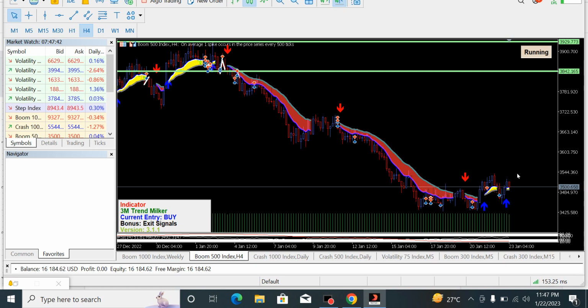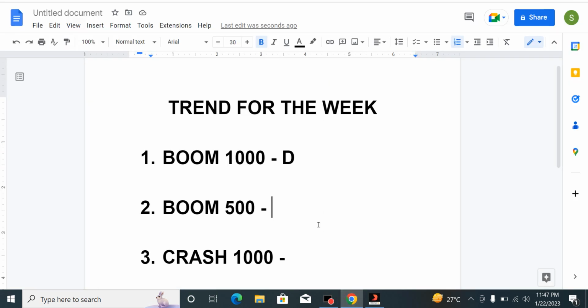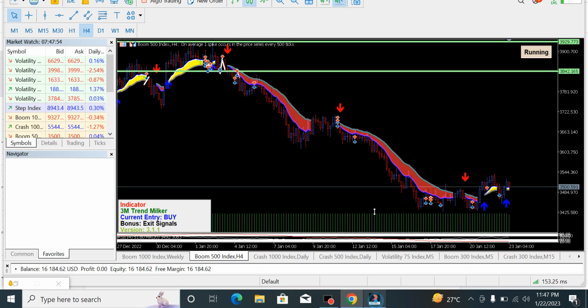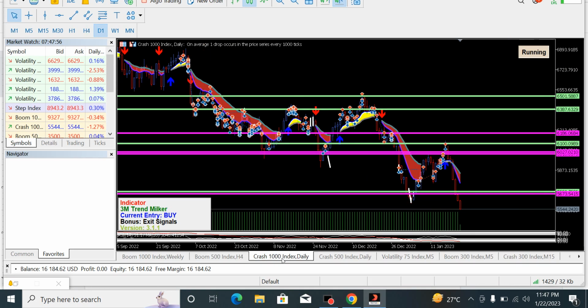Actually, this is ready to go back into an uptrend, so this should be giving us more of an uptrend than a downtrend in this week, most especially once it breaks out above the resistance zone. So let's check out what is happening with Crash 1000. Let's check that out quick. This is Crash 1000, and this is still very strong on downtrend. Just the way we are saying it, it just broke out from this support zone, and of course it's still going down.